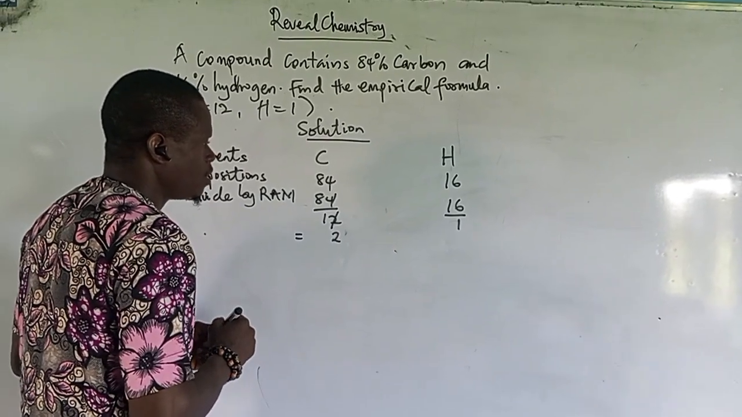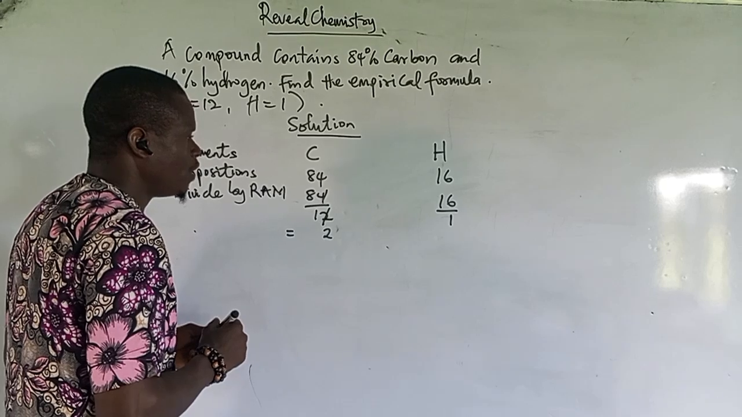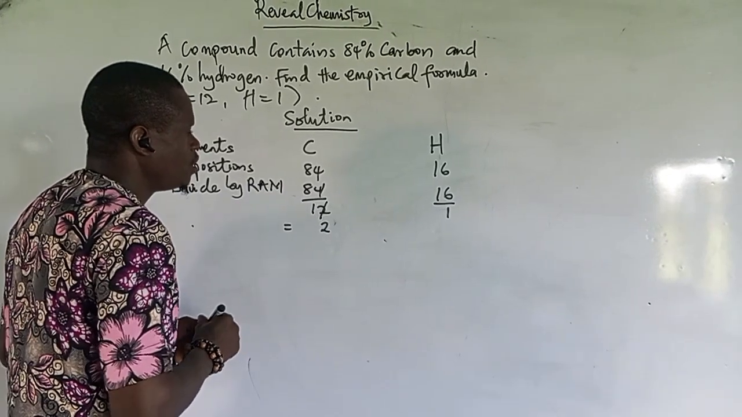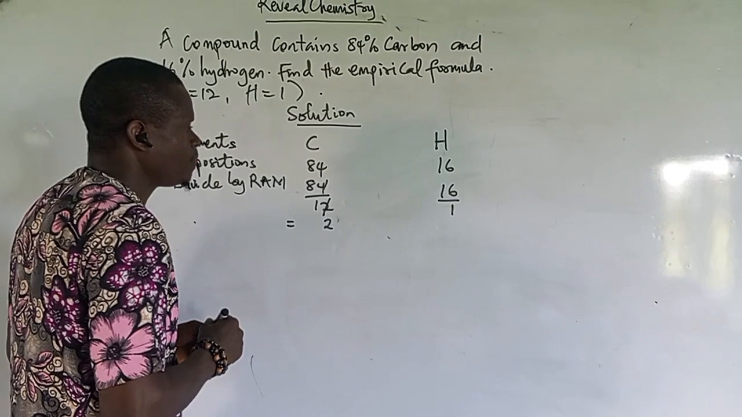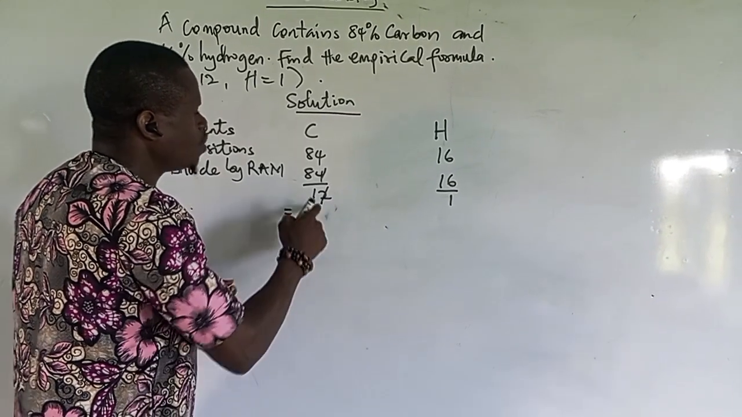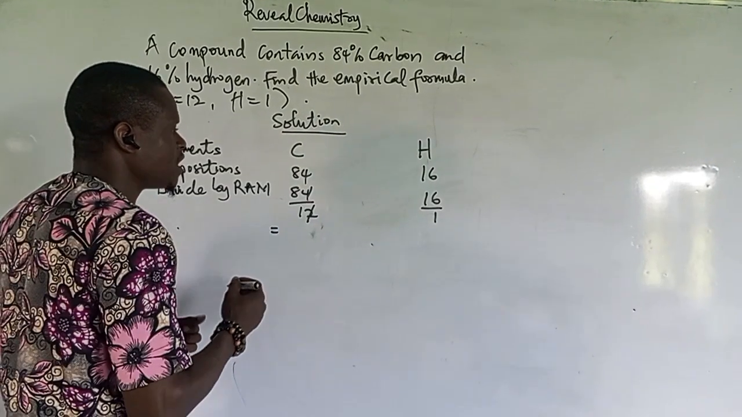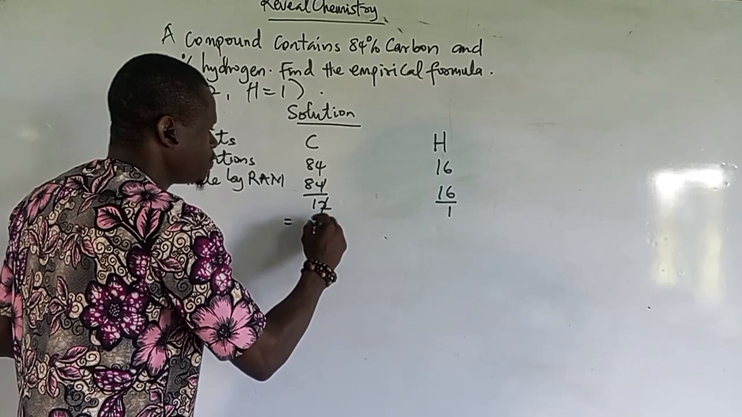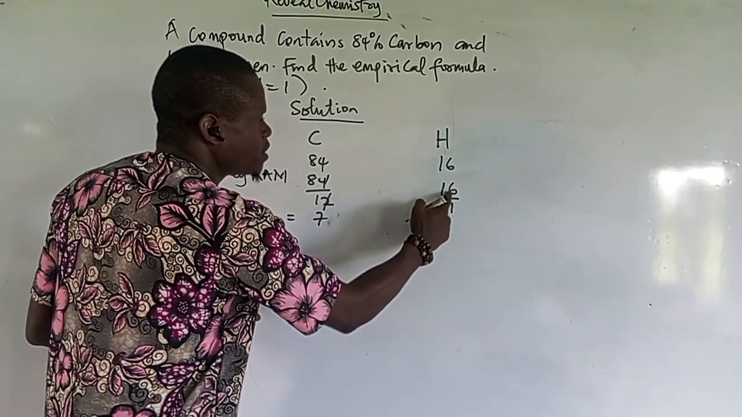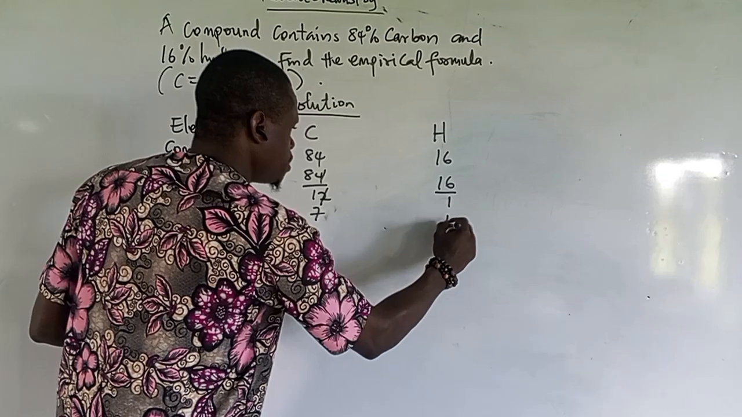Here, 12 into 84: how many times does 12 go into this? This gives us 7. And 16 divided by 1 will give us 16.